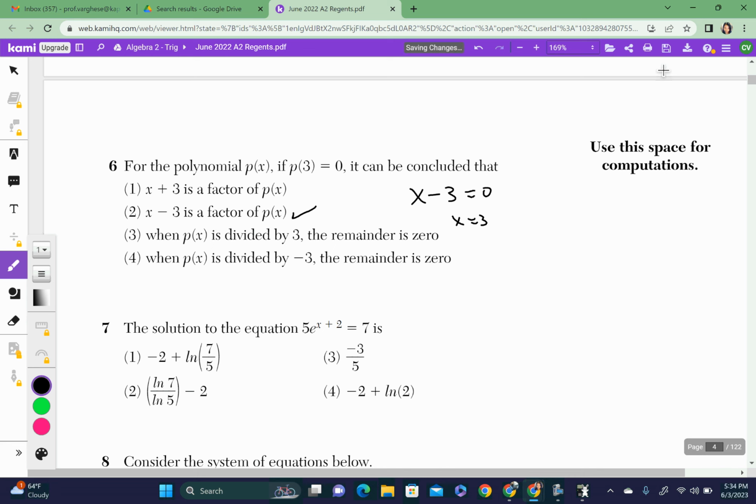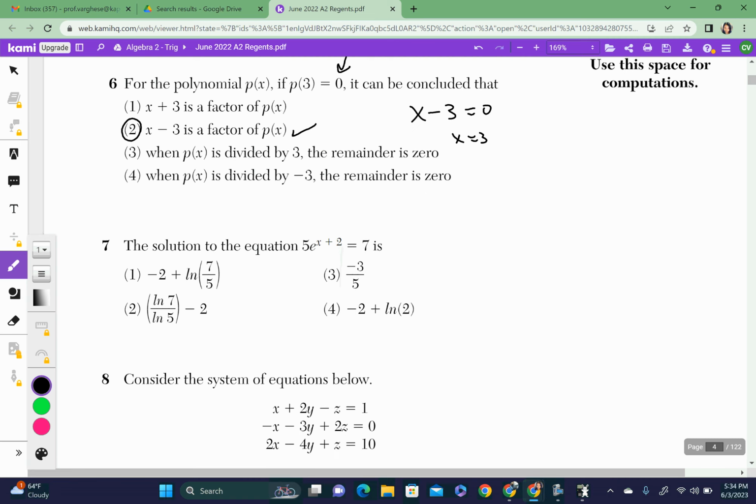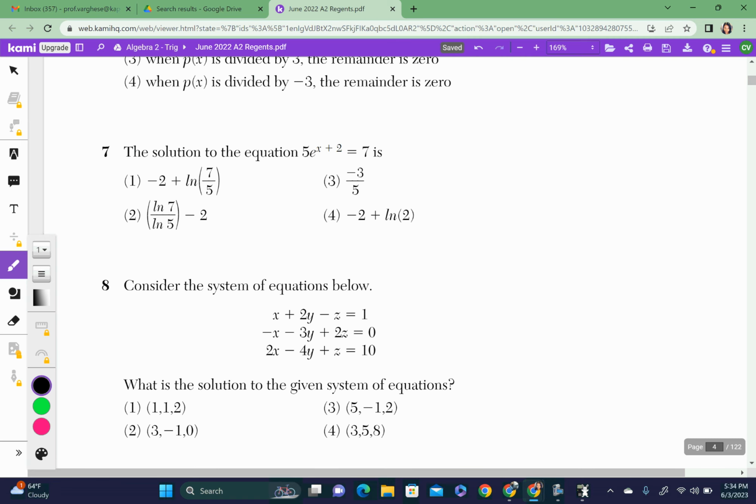And so if you take this and plug it back into the original, which is called P of X, if the remainder is 0, which is what they're telling you here, then it is a factor. Okay, for question number 7, you could do y1, y2 and see where they meet, and then see which one matches with that. Or you could solve this algebraically.